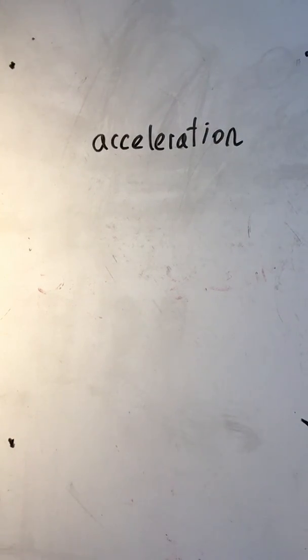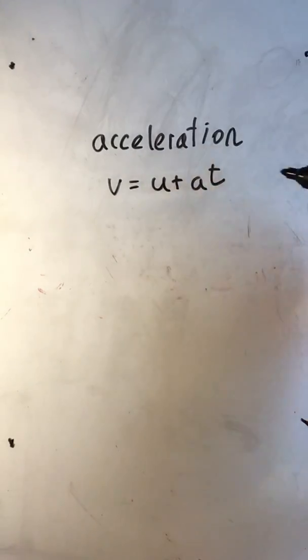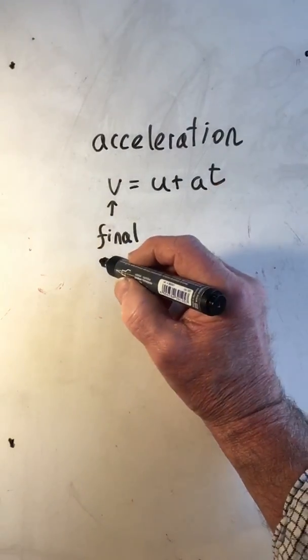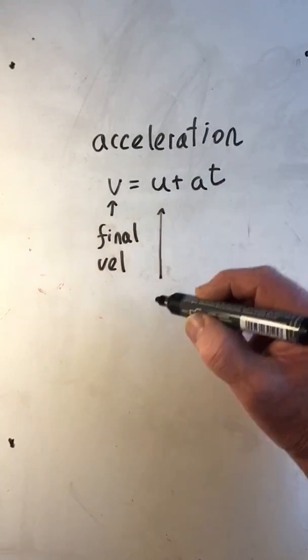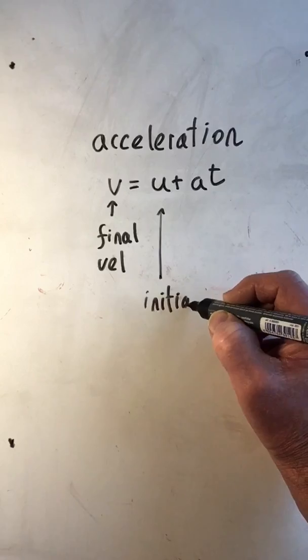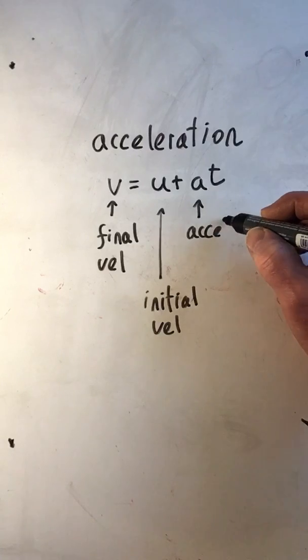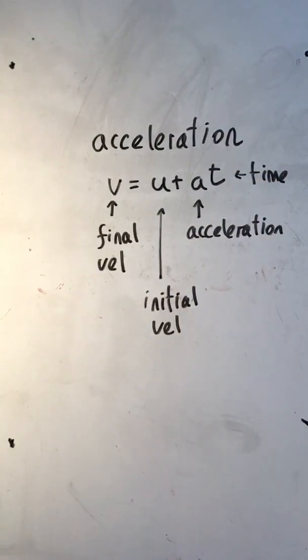In one of our last lessons, we were looking at acceleration, and I showed you this equation, v equals u plus at. In this equation, v is the final velocity, so something's running down a runway, and v is the final velocity that you measure. And u is what we call the initial velocity. a is our acceleration, and t is our time. And that's a relatively easy equation to use.